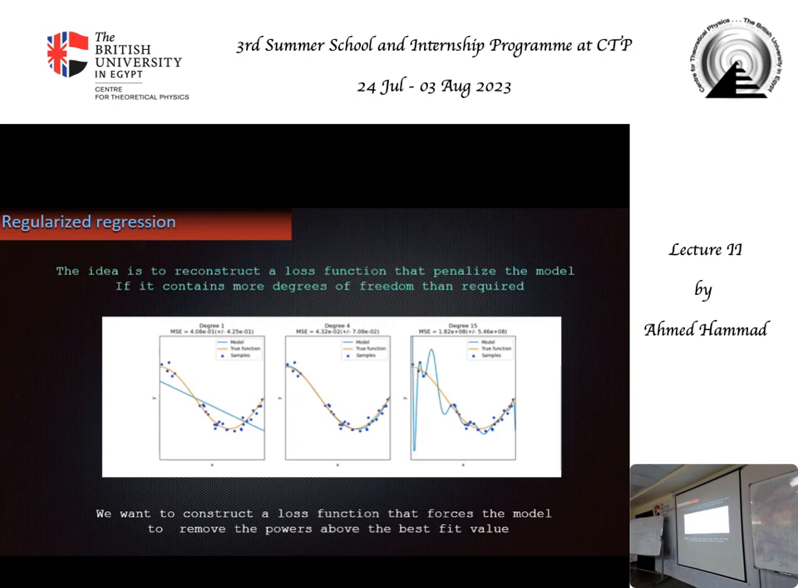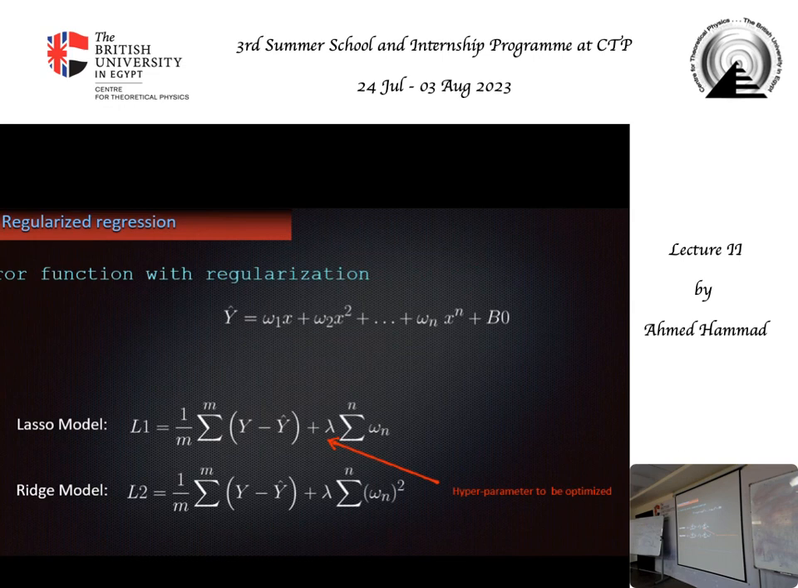Now the question is, we want to construct a loss function that forces the model to remove the powers above the best fit, because we don't know which polynomial model to use. So we start with a model and then we constrain it. This comes in the regularized regression models.